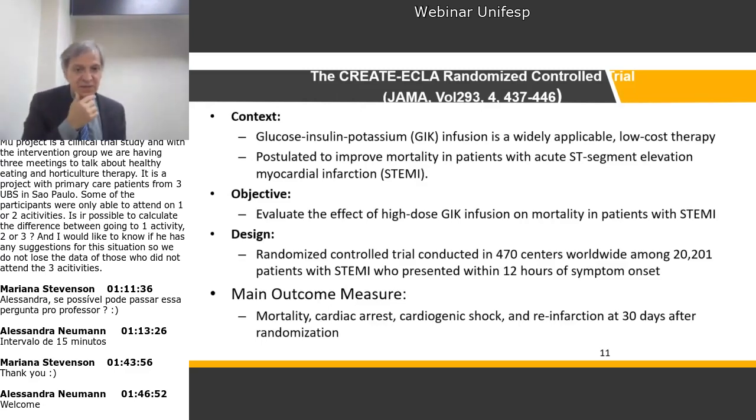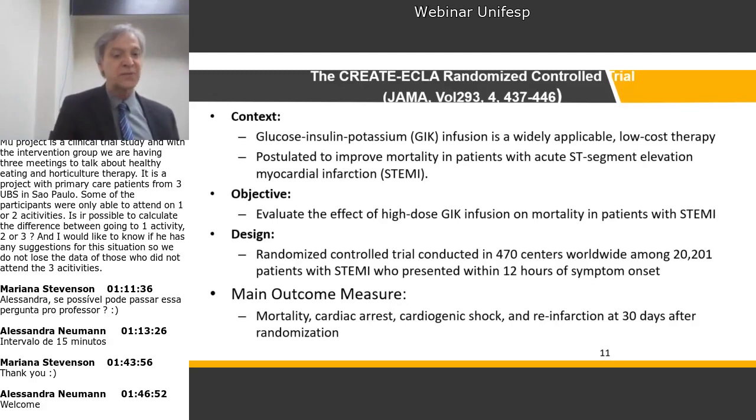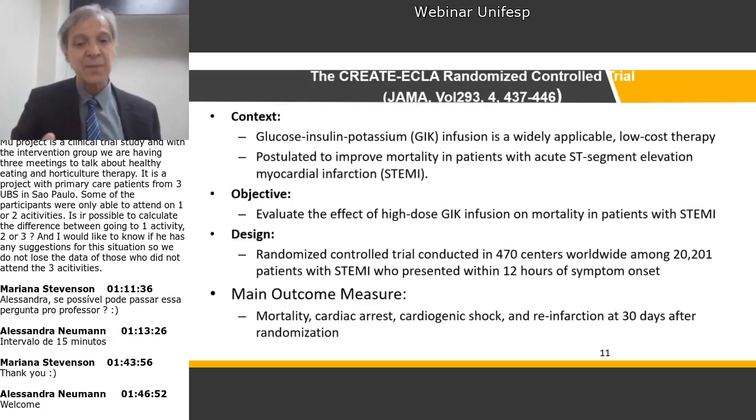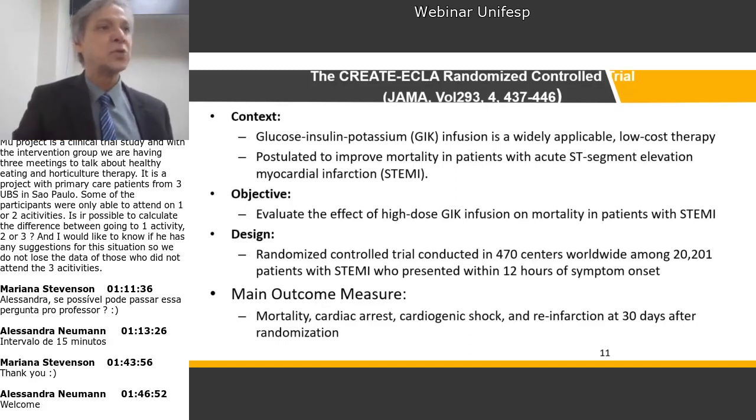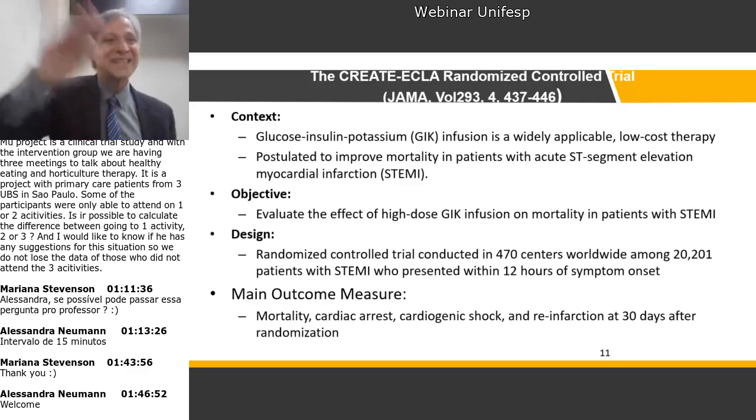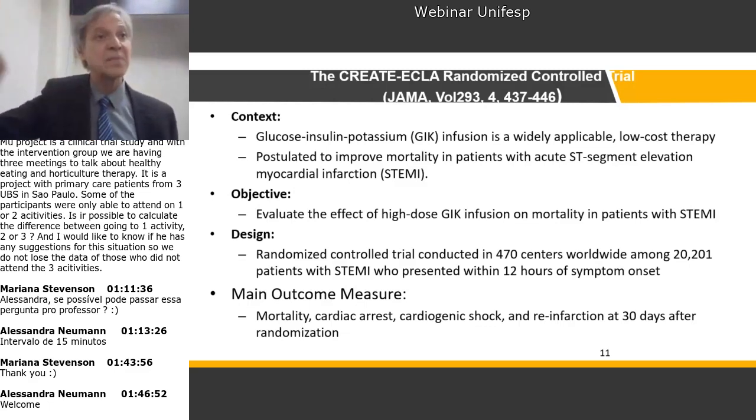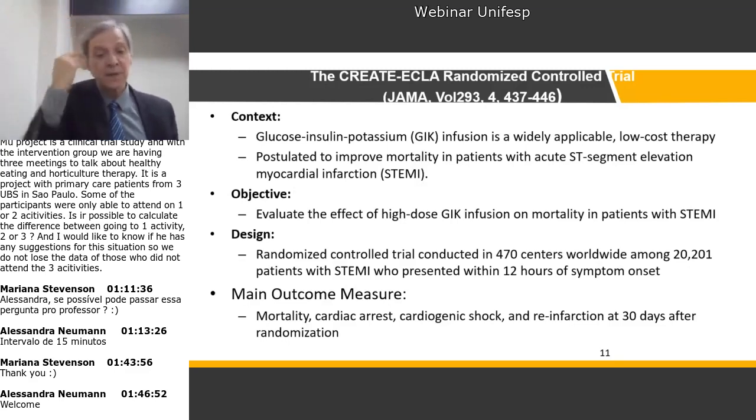So this is a study called CREATE. I'm using this for a few example analyses. There's a glucose, insulin, potassium infusion, postulated to improve mortality in patients with acute ST segment elevation. That's STEMI. People likely have coronary heart disease, 99% of them do. There might be some other disease that makes you prone to have an infarction. So your ST, the wave from S to T wave on your electrocardiogram, is elevated. That's a very high risk. I don't want to be there.